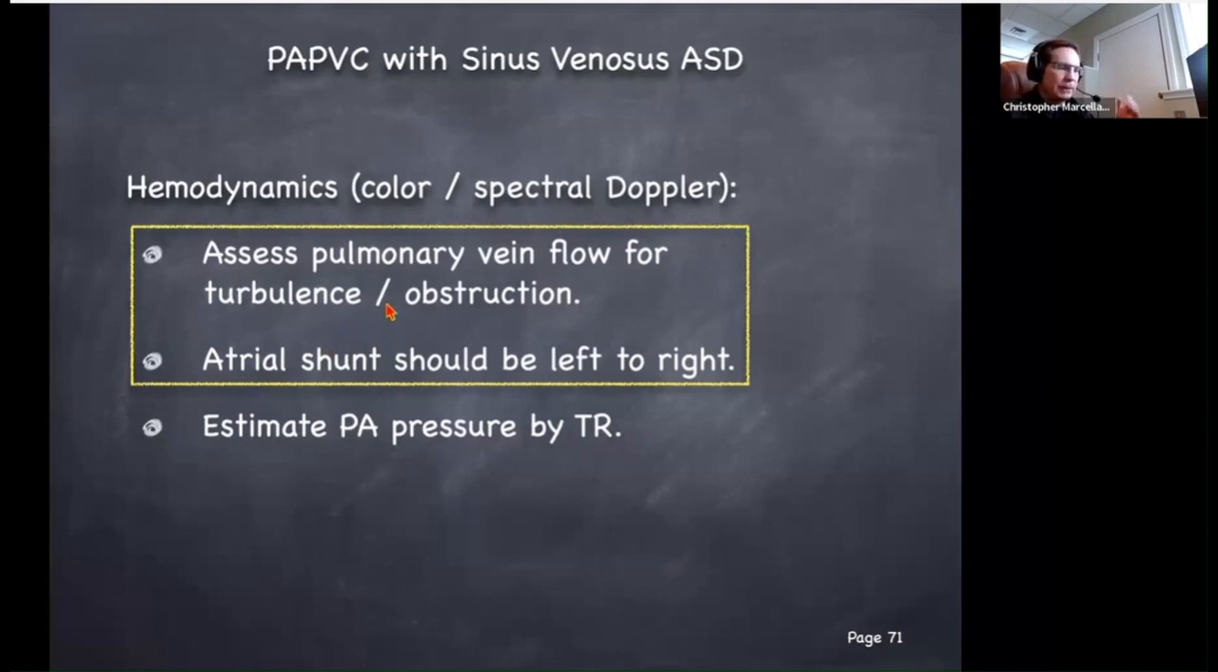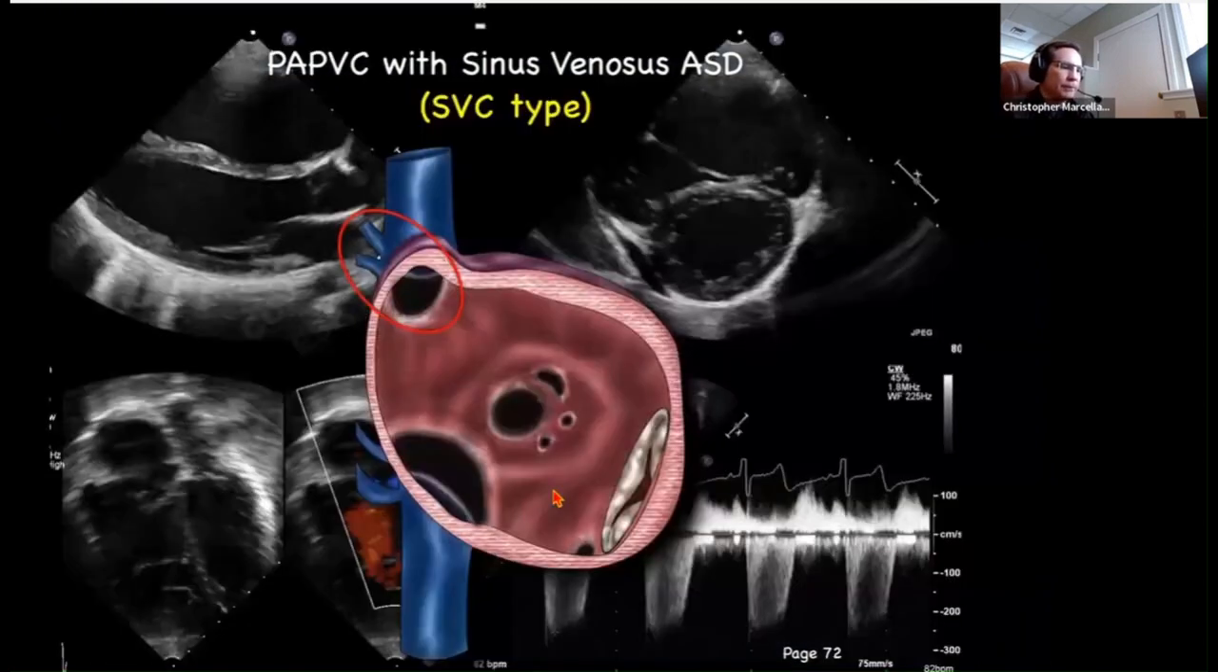Looking to make sure there's no turbulence and obstruction. That atrial level shunt is going to be left to right for sure, almost all the time. Maybe a little bit of bidirectionality too, but it's mostly all left to right. And then of course, PA pressure is going to be critically important.